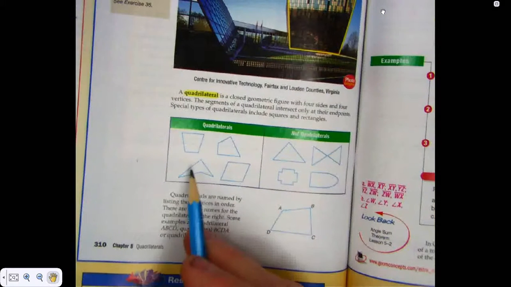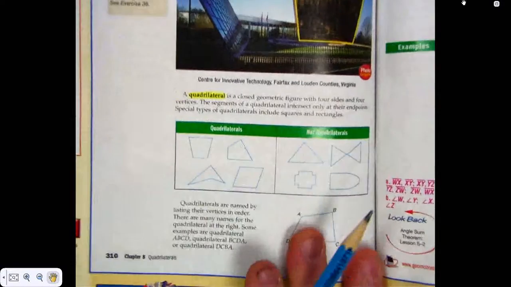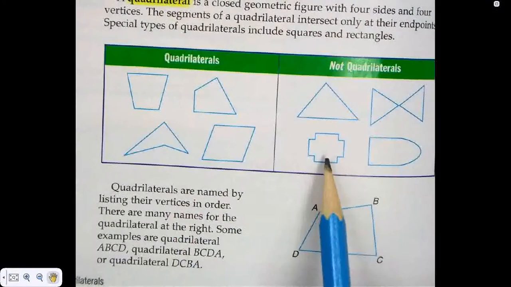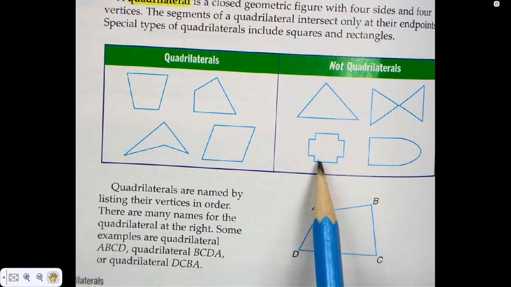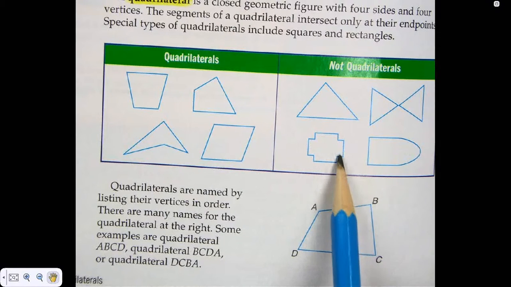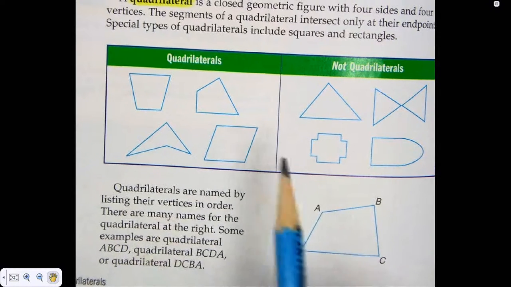You don't need to write this down, but if we were looking at these pictures, do you see why this is not a quadrilateral? This one right here that I'm pointing at. Why? It has more than four sides. It actually has 1, 2, 3, 4, 5, 6, 7, 8, 9, 10, 11, 12.